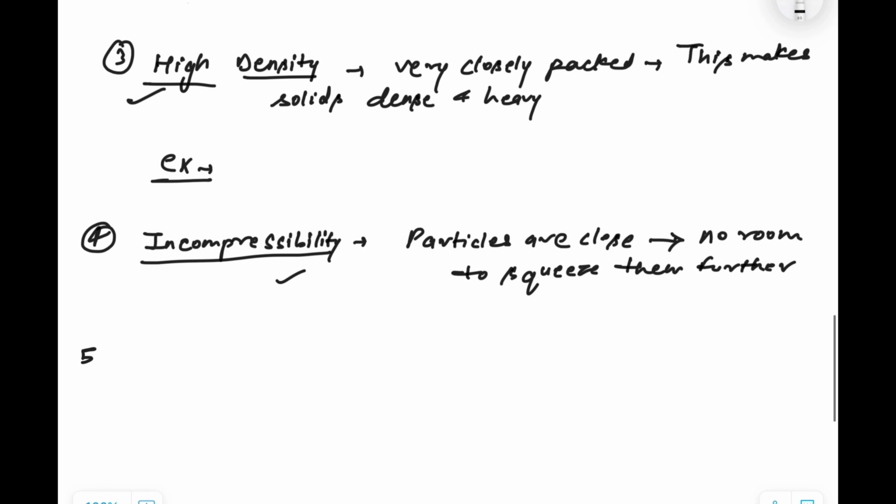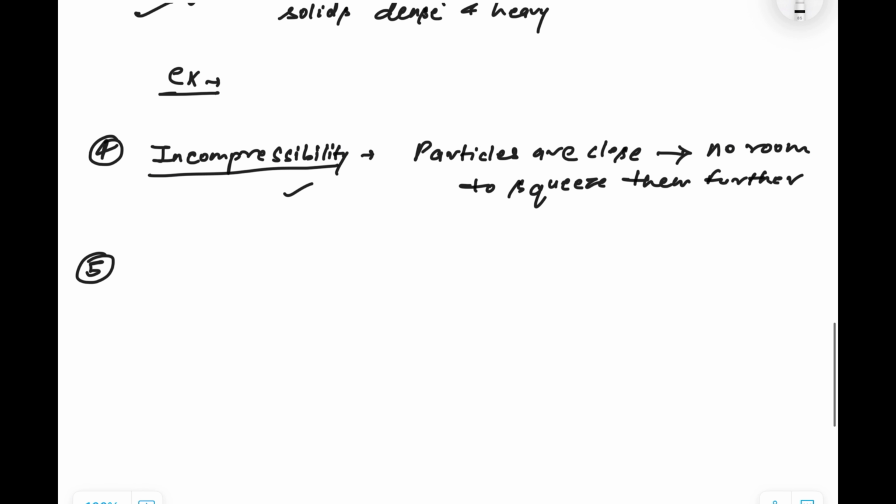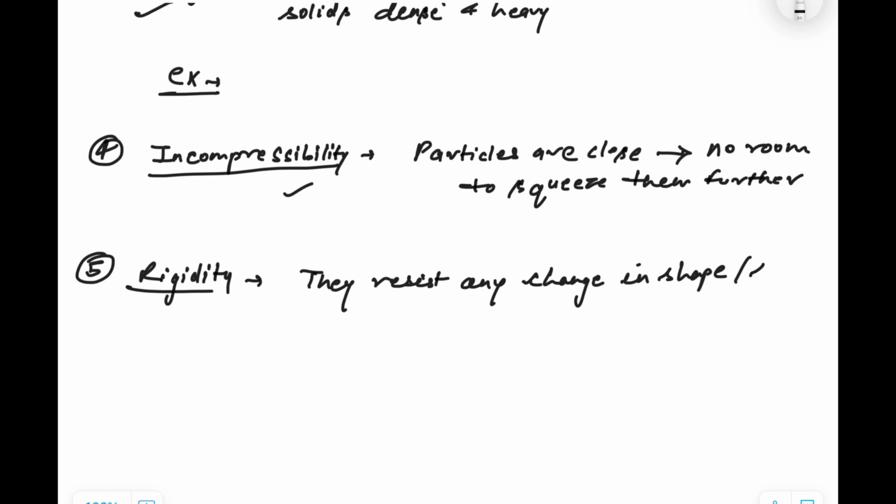The fifth property of solids is rigidity. Solids are rigid, meaning they resist any change in shape or size. When you apply force, they may break but will not flow or bend easily. A glass tumbler breaks when hit. It doesn't bend like rubber.